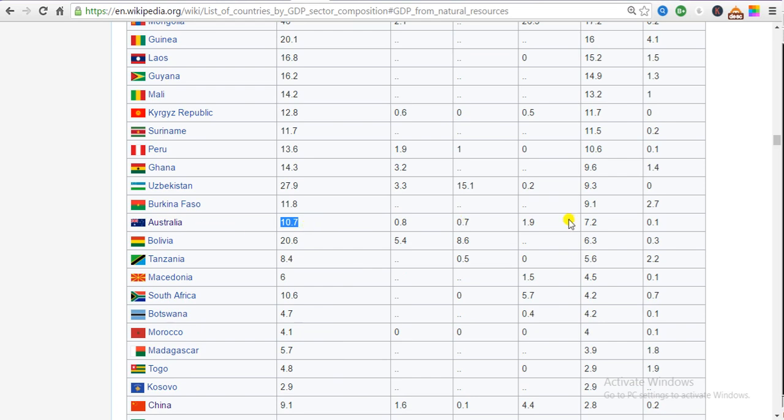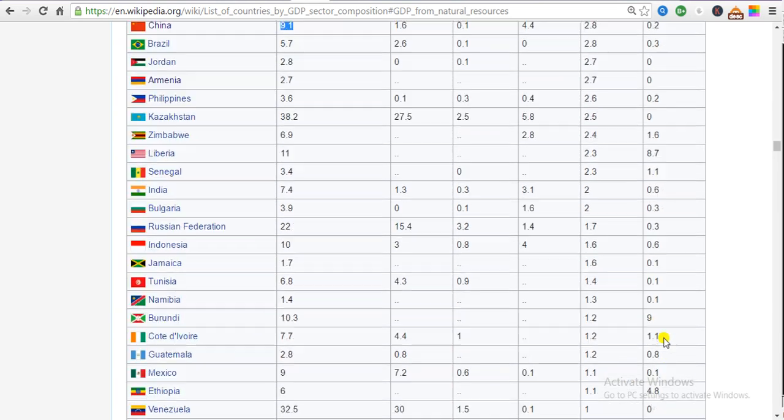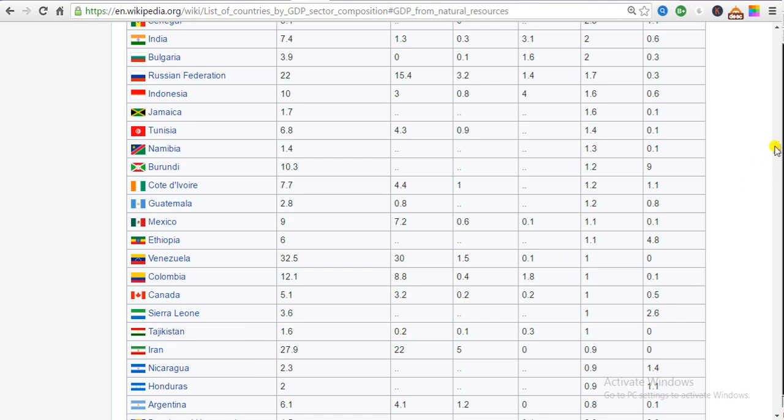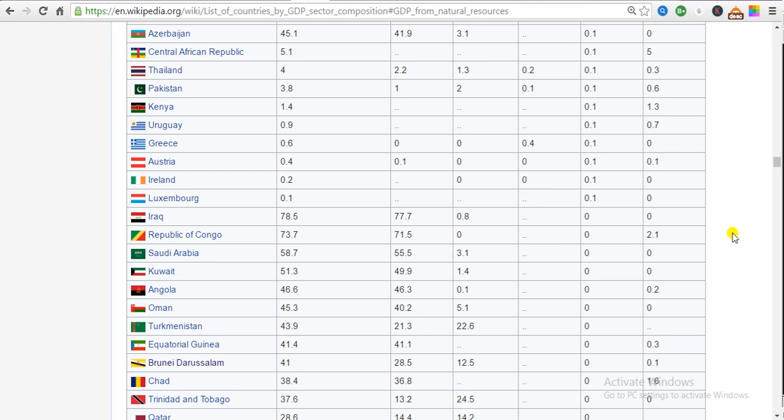What does that mean for Australia? What does it mean for the country? All right. So this is how it is interrelated and correlated. And South Africa over here, all right, and China over here doesn't have a lot of those resources, all right, but it is heavily dependent on them.